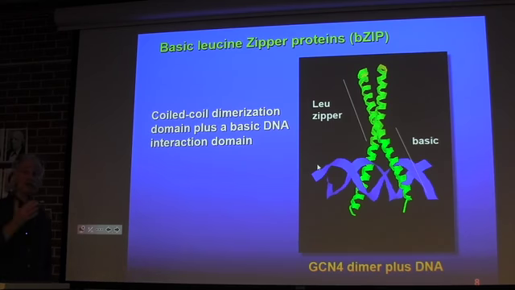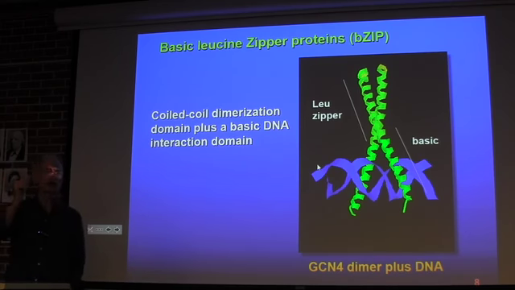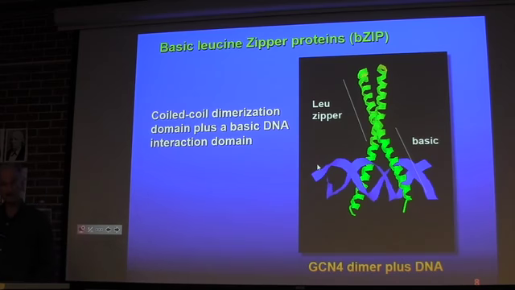GCN4 is a transactivator from yeast. It's the one that is specific for SAGA. It cannot recruit TFIID. It's specifically there for SAGA. GCN4, beautiful bZIP.